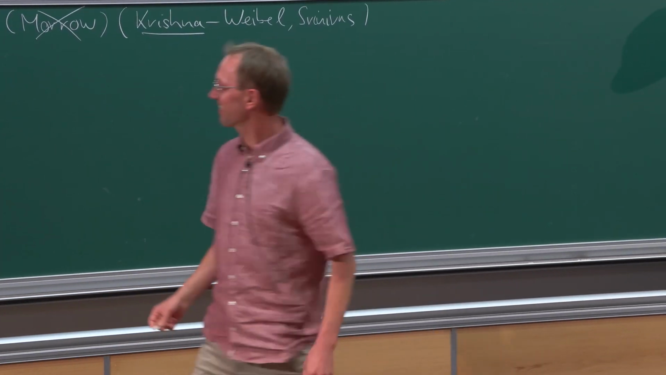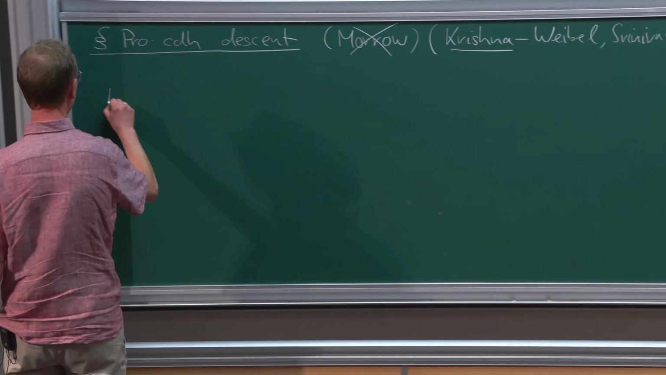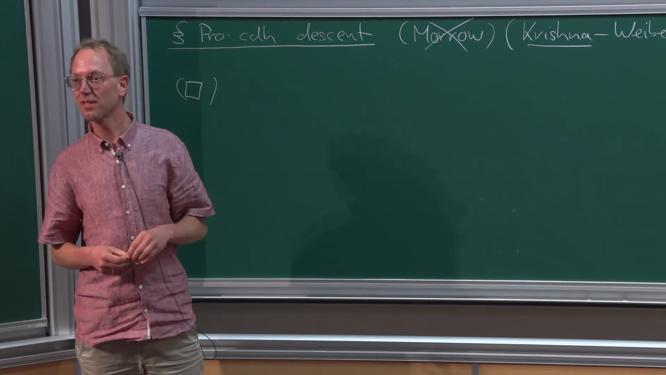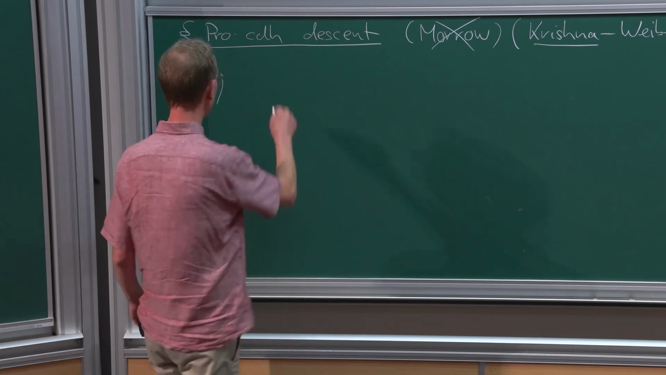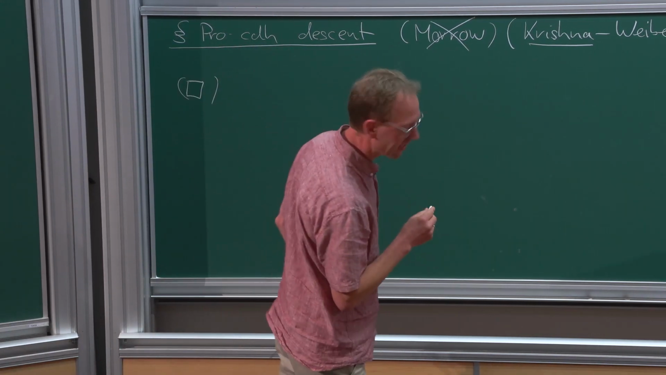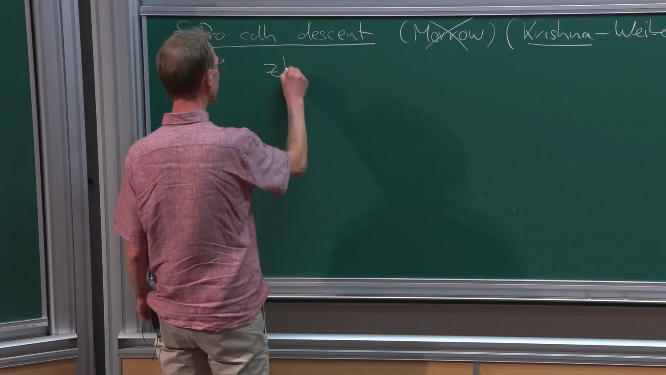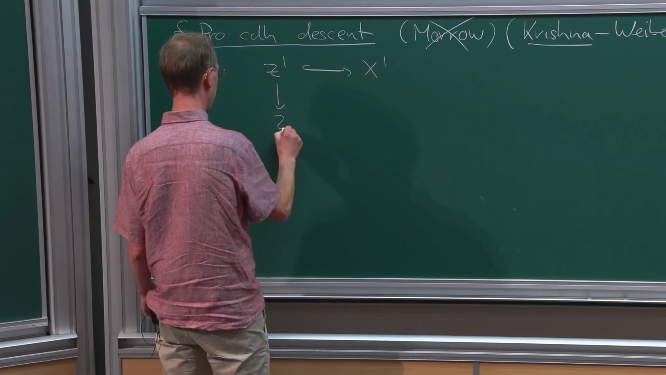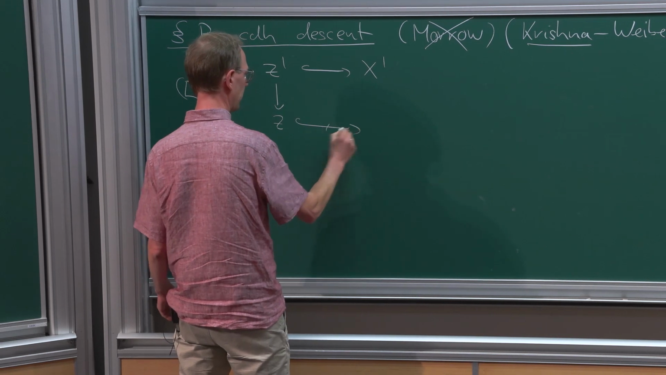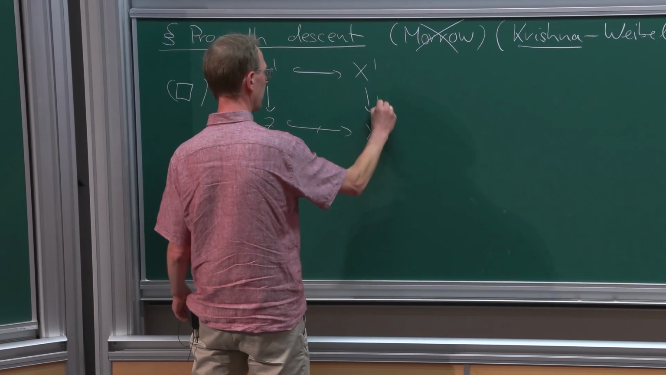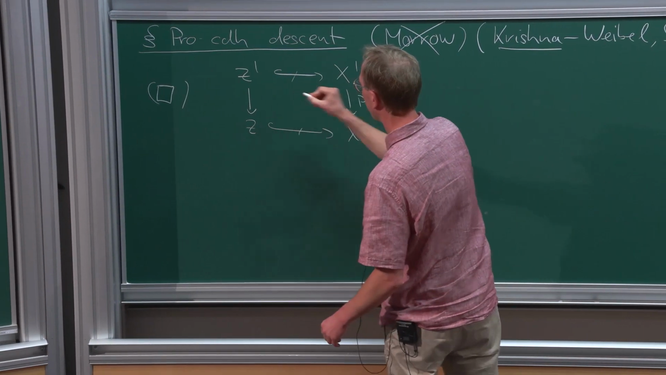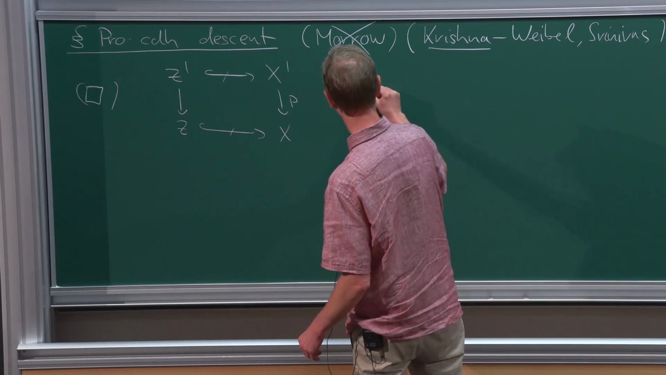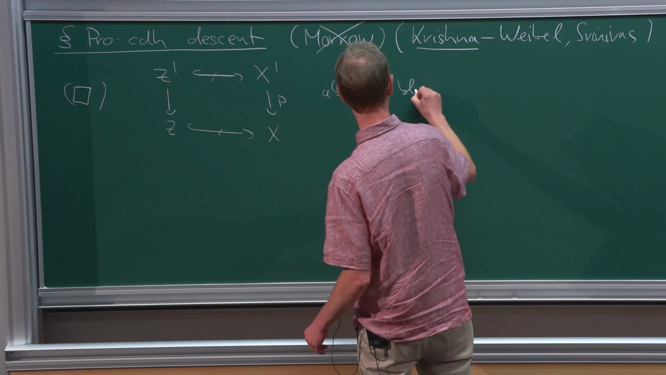Okay, so the situation is as follows. Let me recall. Yesterday I briefly defined what an abstract blow-up square is. I changed notation a little bit. So this is for now just a square like this, with Z, X, and let's call this P. So this is Cartesian. This is an abstract blow-up square.